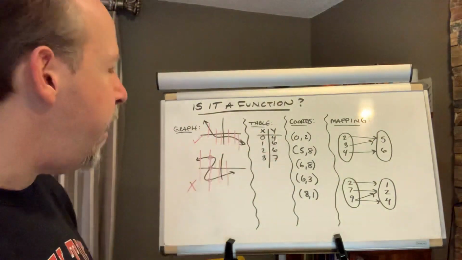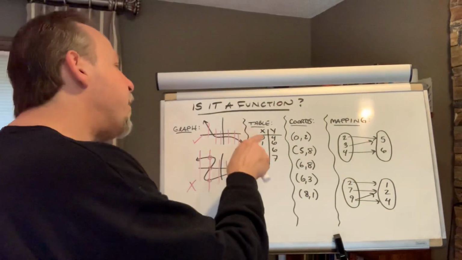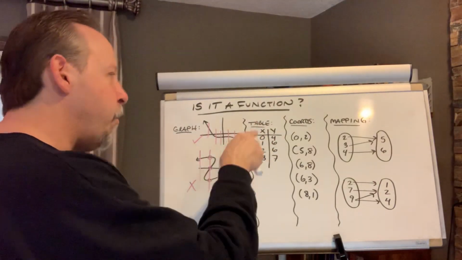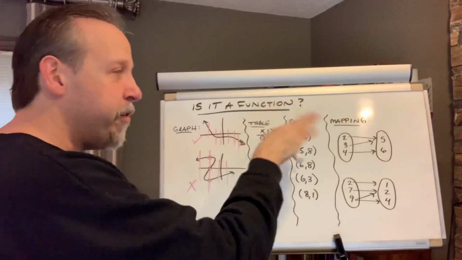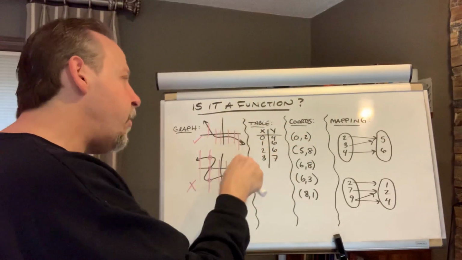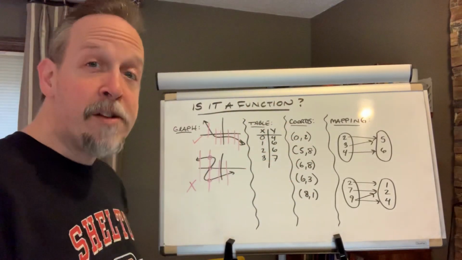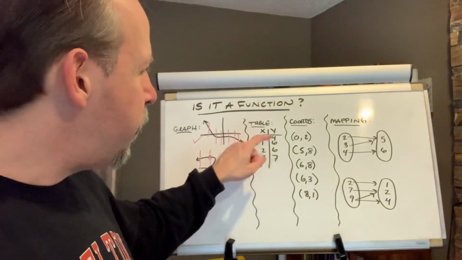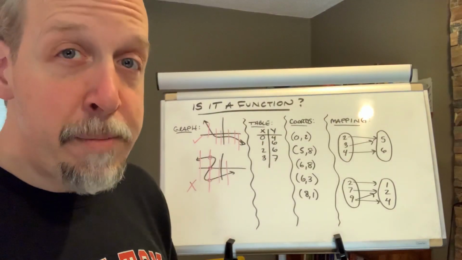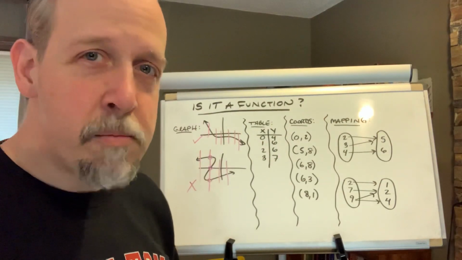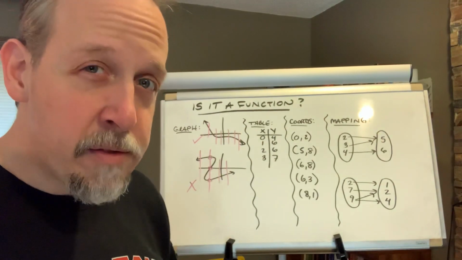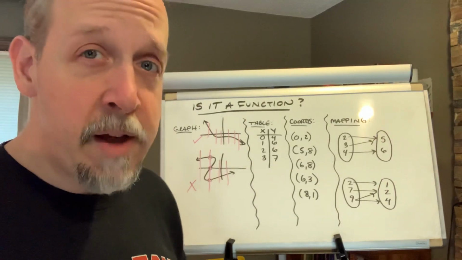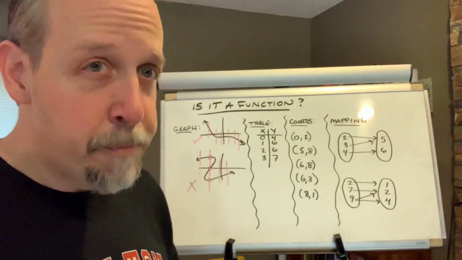All right, let's look at the table of values. We have inputs of 0, 1, 2, and 3, and outputs of 4, 6, 6, and 7. So a 0 gets a 4, a 1 gets a 6, a 2 gets a 6, and a 3 gets a 7. Is it a function or is it not a function? Well, there are 2 y values that are repeating, but that's okay. Here's the deal. Every x has only one y. It's okay if they share y's. It's just that they can't have more than one.